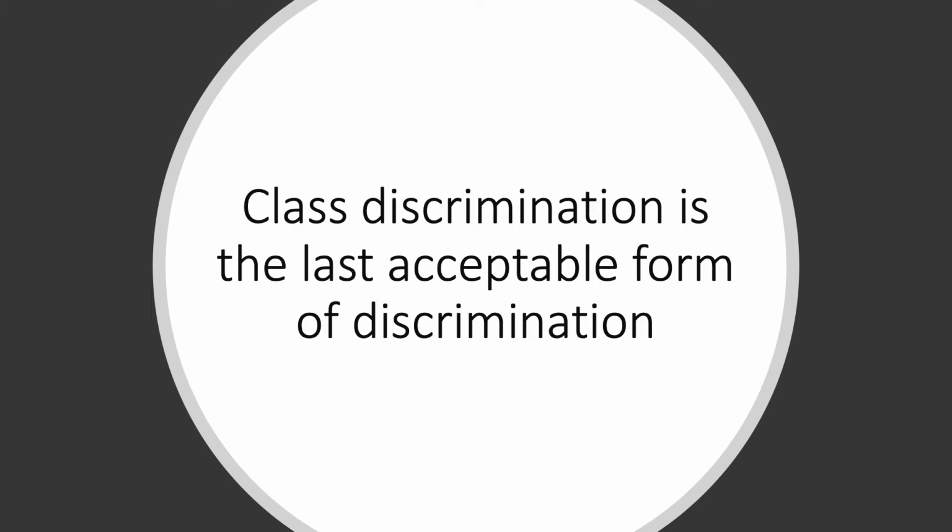Class discrimination is the last acceptable form of discrimination. So, discriminating against people because of their class background, so whether they're upper class, middle class, lower class, whether they're working class, whether they are benefits class, so whether they live on state benefits or whether they live on money they've earned from their own employment. That is what we mean by class discrimination. It's not the last acceptable form of discrimination because ultimately no form of discrimination is acceptable. So it's not okay to discriminate against people because of their class.